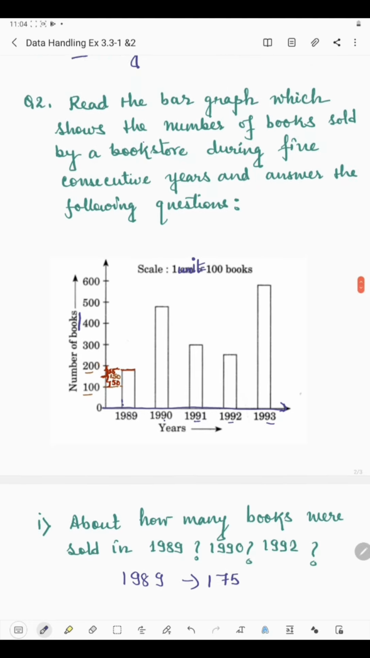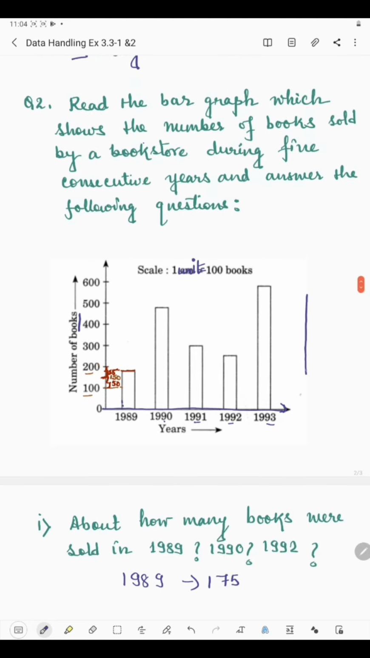Okay, because here, when you are considering 100, suppose here is 200. So in between, how many books were sold? From here to here is 100, from here to here is 100, again from here to here is 100. So each block represents 100 books sold, right?